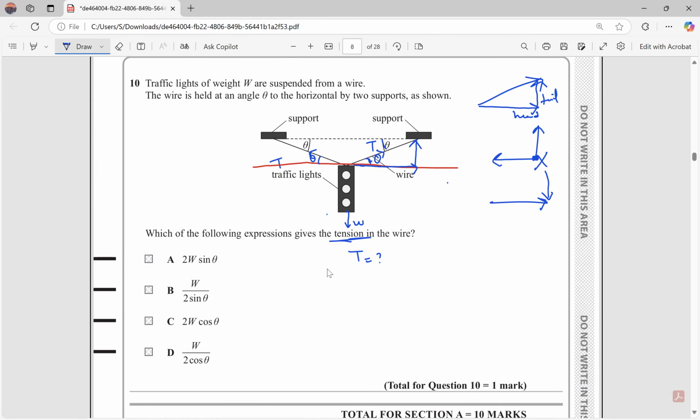Now the component that is adjacent to the angle, next to the angle, that is always the cosine component. So this is T cosine theta. The component that is opposite to the angle is always sine, so T sine theta. Some students memorize it like this: if it's horizontal, it's cos; if it's vertical, it's sine. That can be true sometimes, but not always. That's not the rule. The rule is if it's adjacent to the angle, it's cos. If it's opposite to the angle, it's sine.